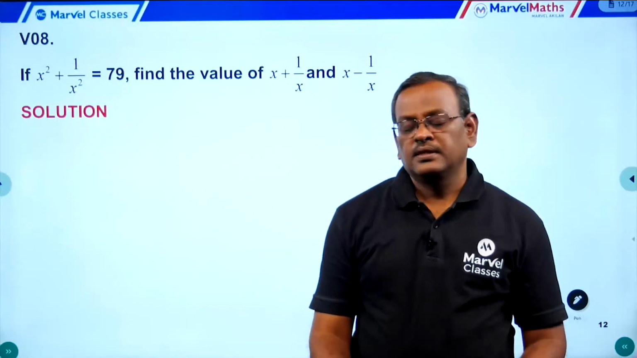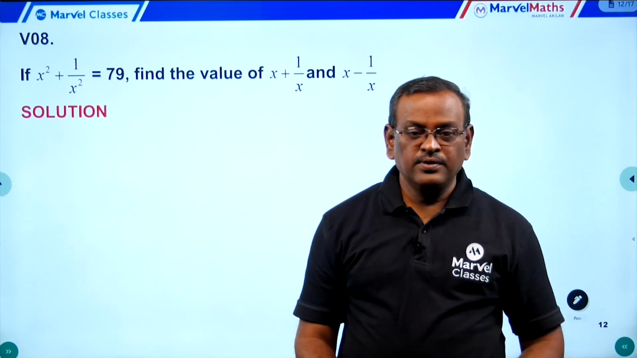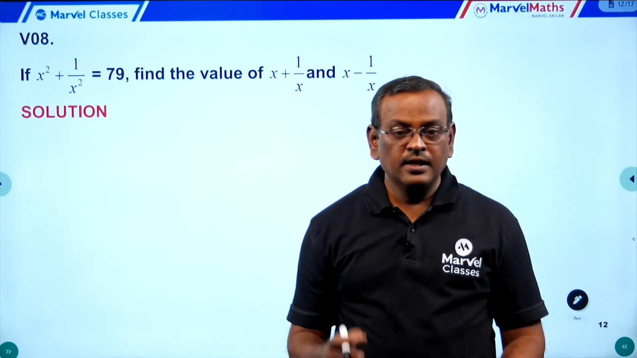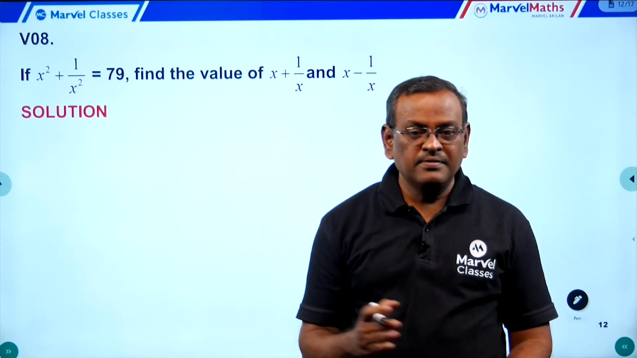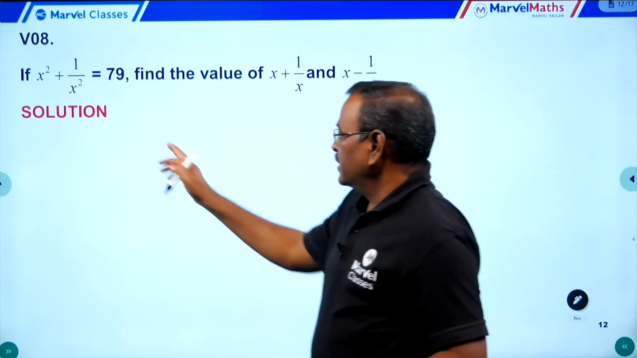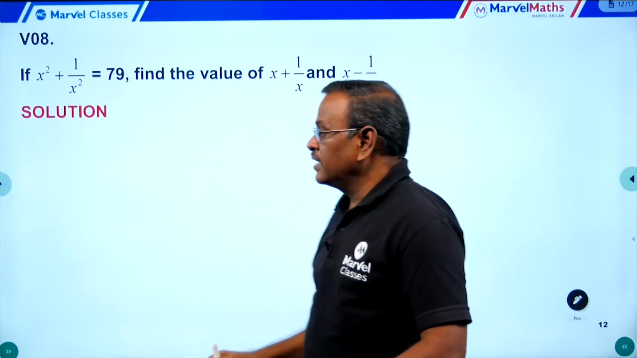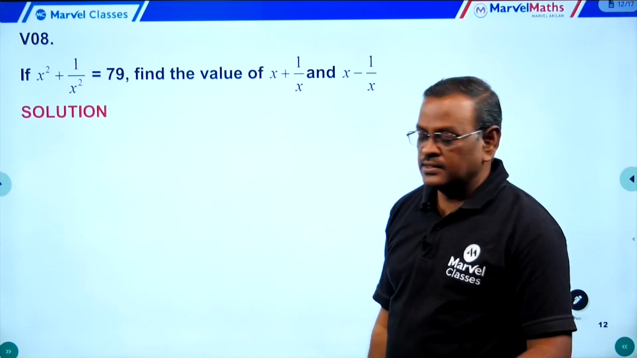Hello students, this is different from the last video. There, the basic data was given and you had to find the second degree and fourth degree. Now this is the reverse process of the previous question. That is, the second degree is given, and you find the first degree with positive and negative sign. That is, x square plus 1 by x square equal to 79. Find the value of x plus 1 by x and x minus 1 by x.